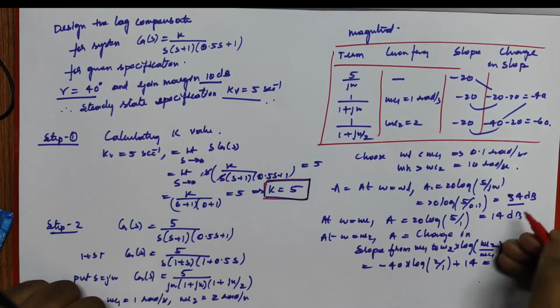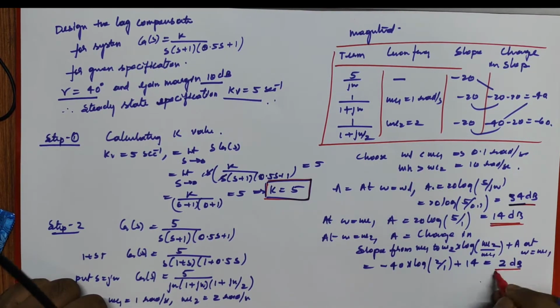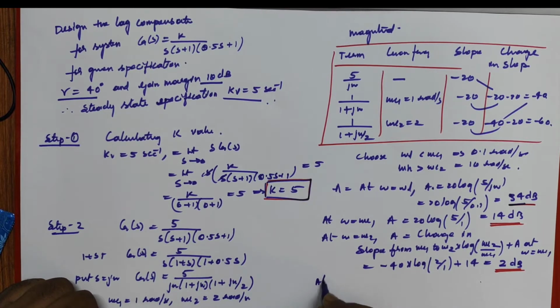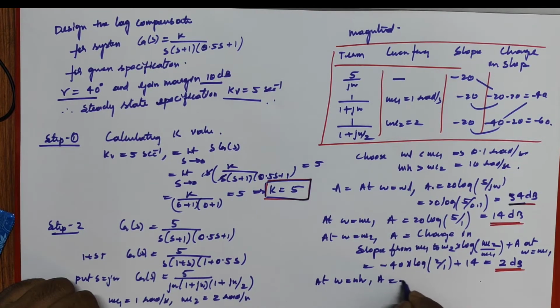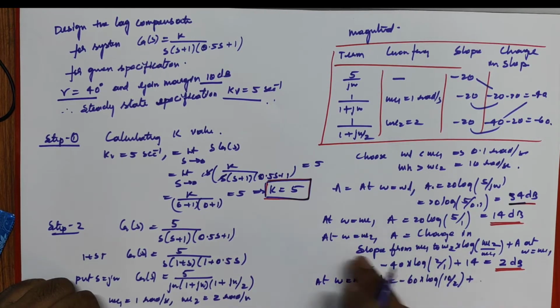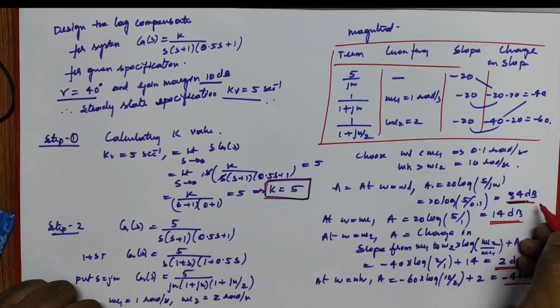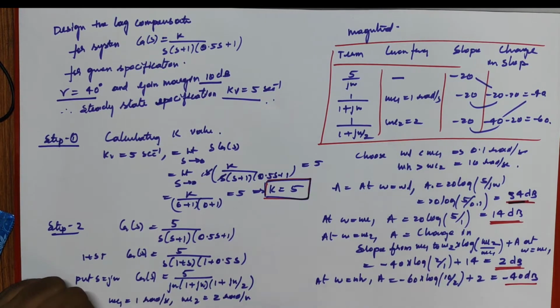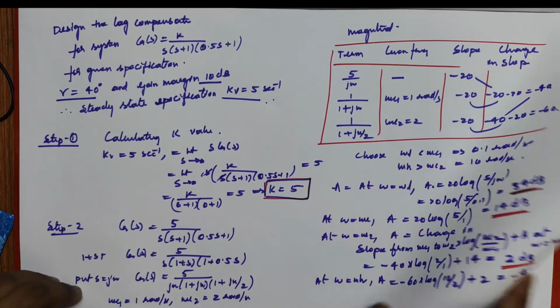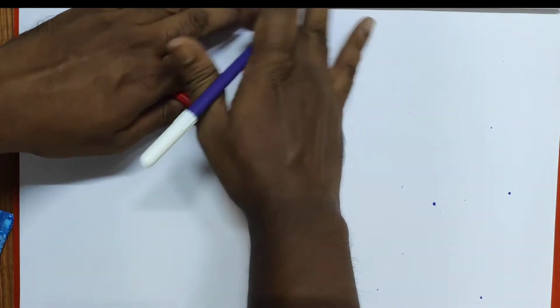So these are the approximate values I got. Now at omega equal to omega H, again there is a change in slope, that is minus 60 into log of omega H by omega c2, which is 10 by 2, plus A at omega equal to omega c2, that is 2. So we have this value of minus 40 dB. This is the magnitude at the three different frequencies, and now the phase values. So how can I find the phase values?